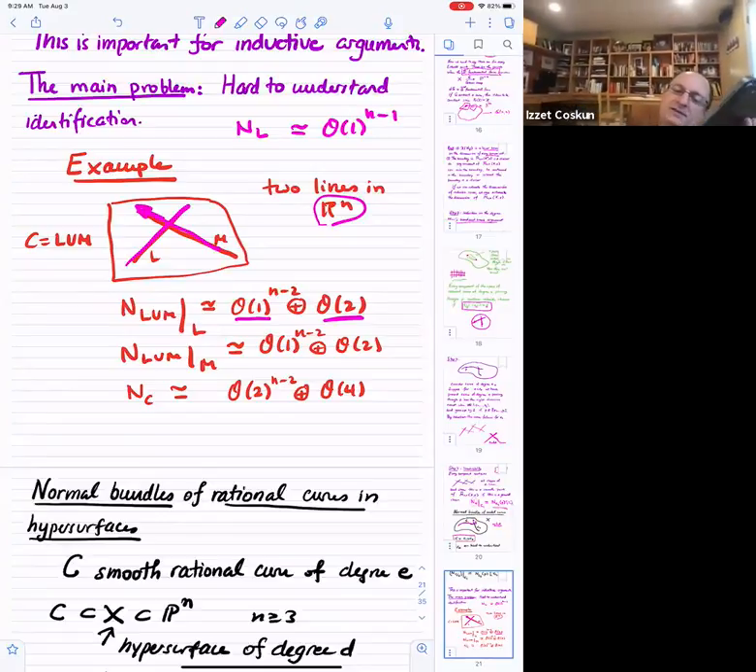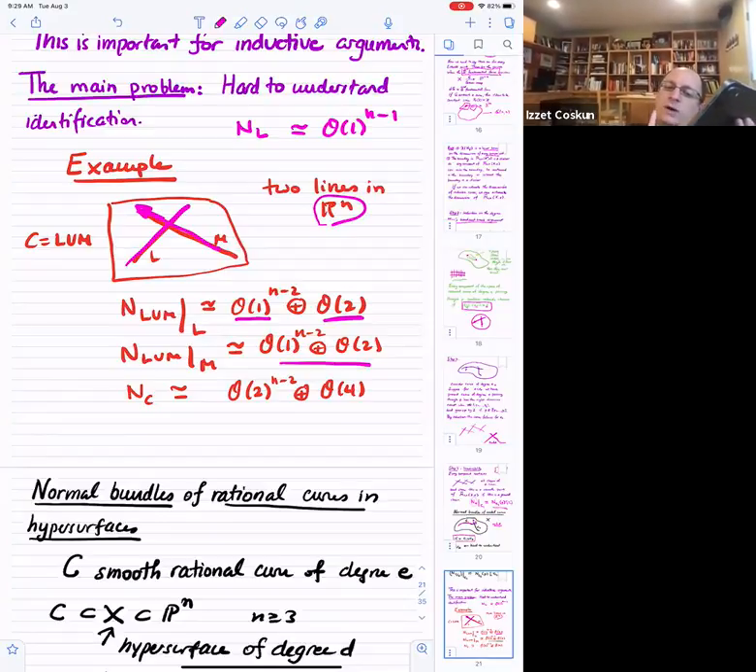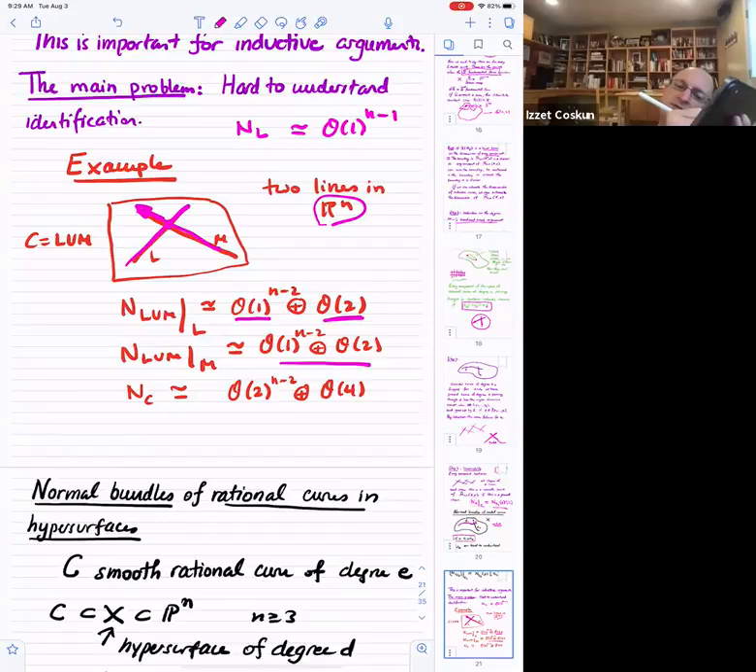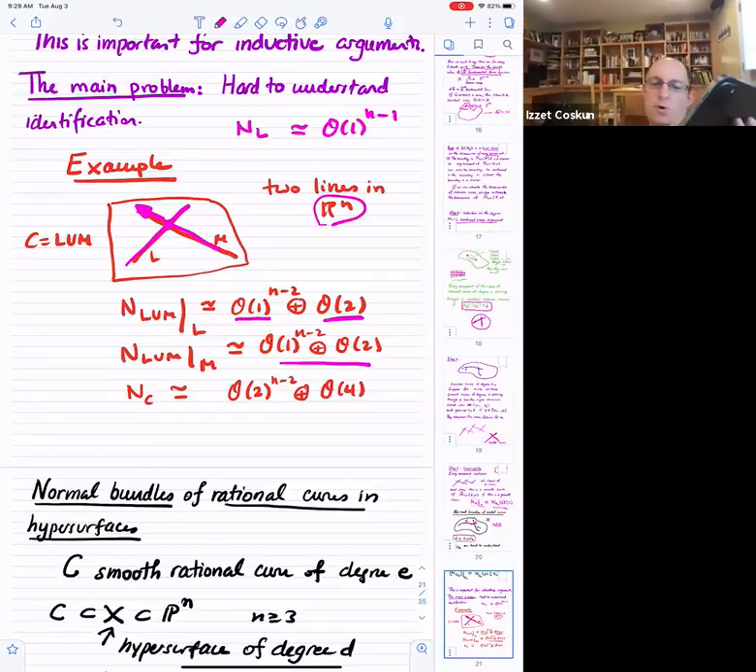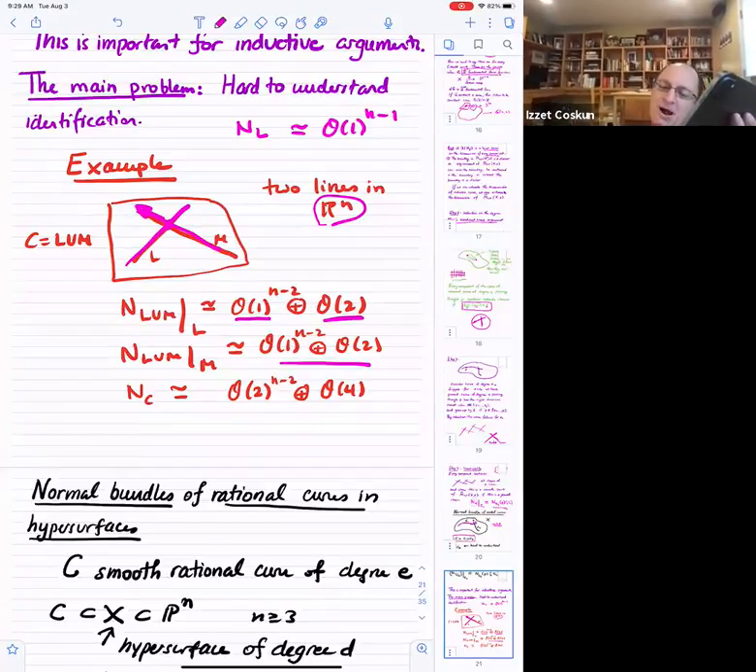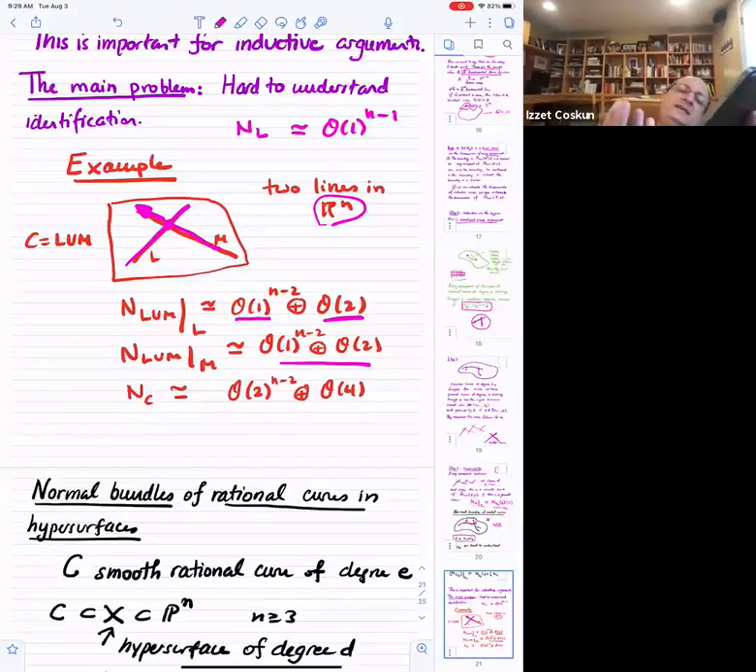And you see the normal bundle of M is still the same, right? Now what's not so clear is what the identification of these two normal bundles at the node is. And that is a hard problem. It's an important one, and we don't understand it very well. Very concretely, what is this question?